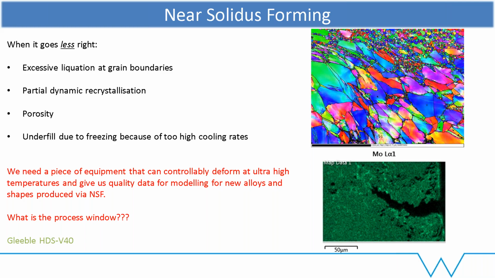So to really dictate what the process window is for an individual material or a component, we need a piece of equipment that can really controllably give us the deformation mechanics of individual materials at these ultra high temperatures and strain rates, and give us confidence in where we should be targeting. And for this, we don't really go much further than the HTS.